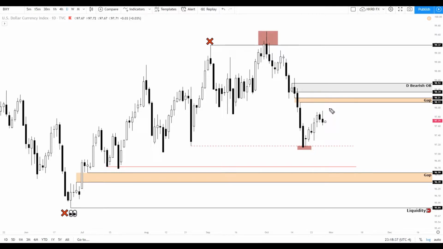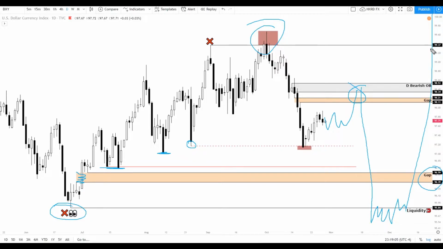Where do I expect it to sell off to? We've taken out these lows. I'm expecting all of these lows to be hunted, and ultimately filling this liquidity void right here, this gap at 96.59 to 96.39, and I'm expecting these lows right here to be hunted. So I'm expecting a raid like this to occur. Push up, then dump, and then maybe we'll see a continuation up in price. So those are my thoughts on the dollar.